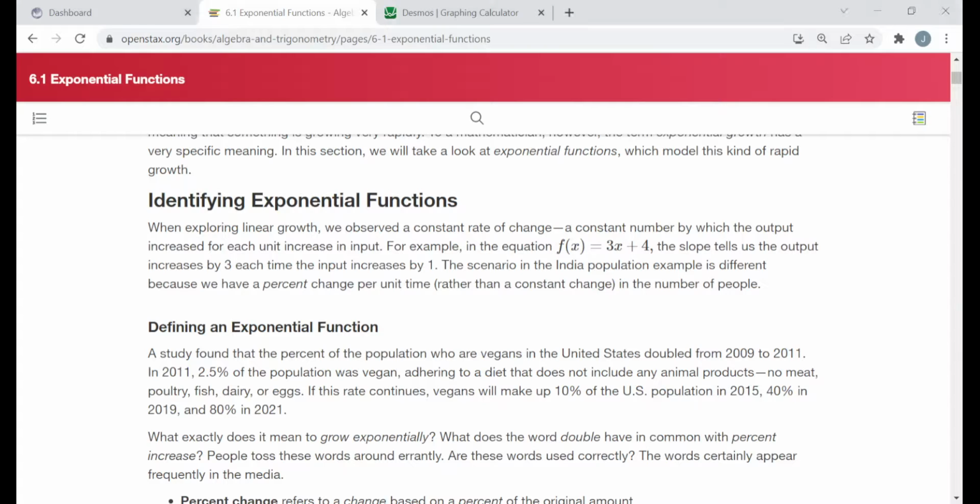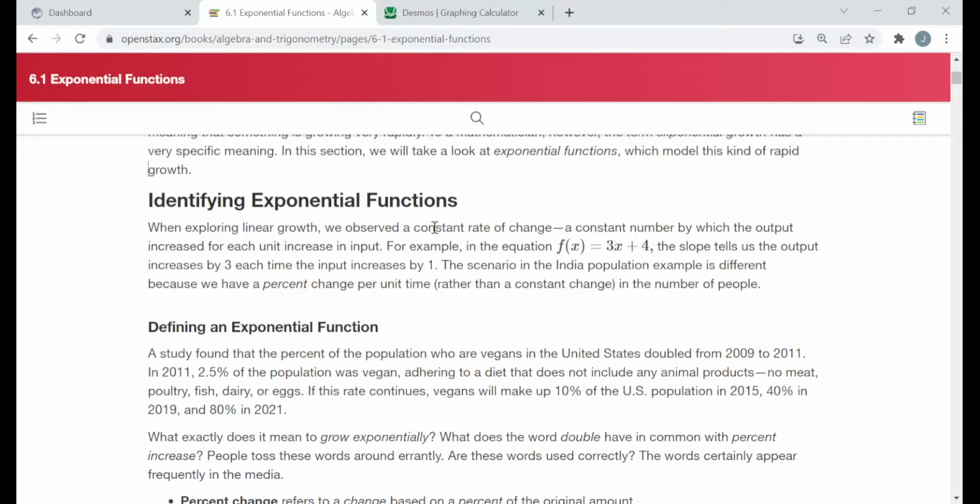Now, in this video, I'm going to be going over several examples related to this topic. Each example I'm going to be doing is taken directly from a free online textbook from openstax.org. I'm in their Algebra and Trigonometry text, section 6.1, called Exponential Functions, underneath the heading Identifying Exponential Functions.